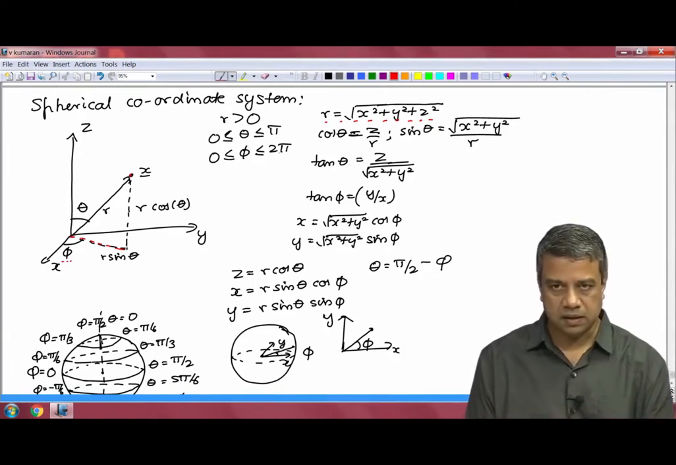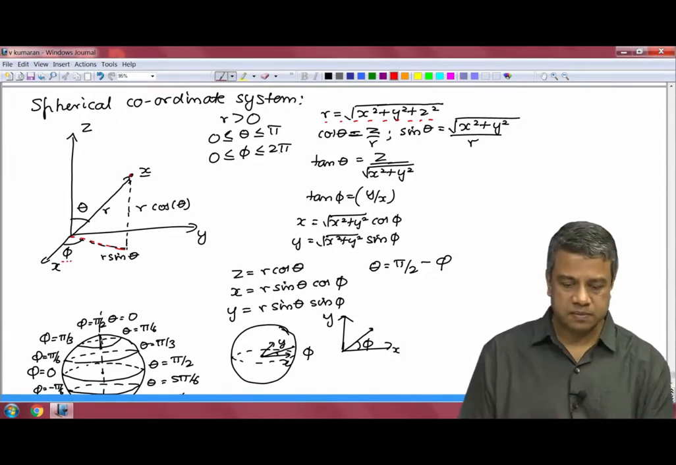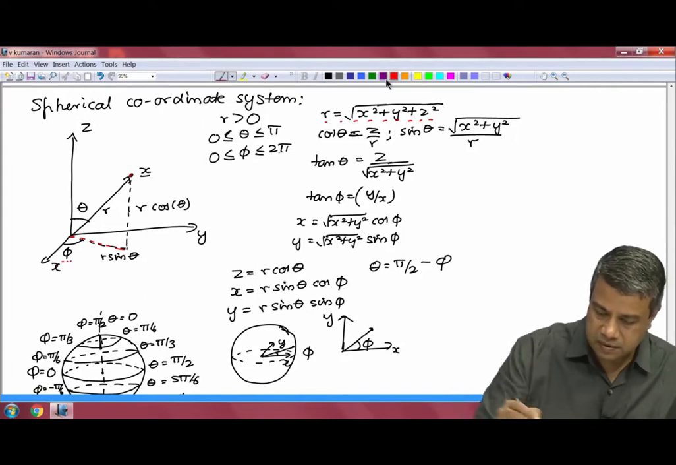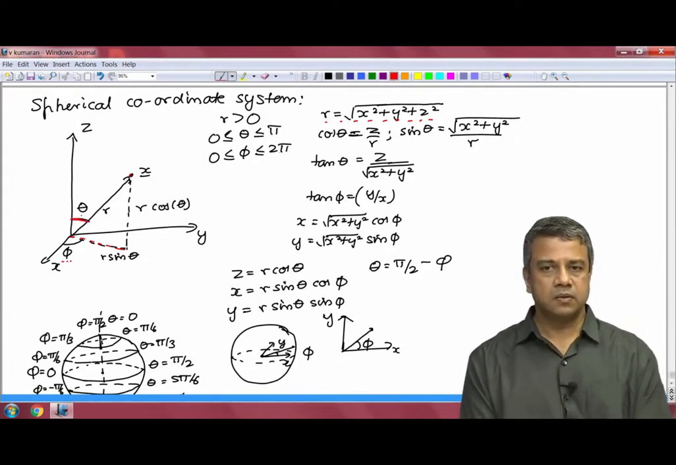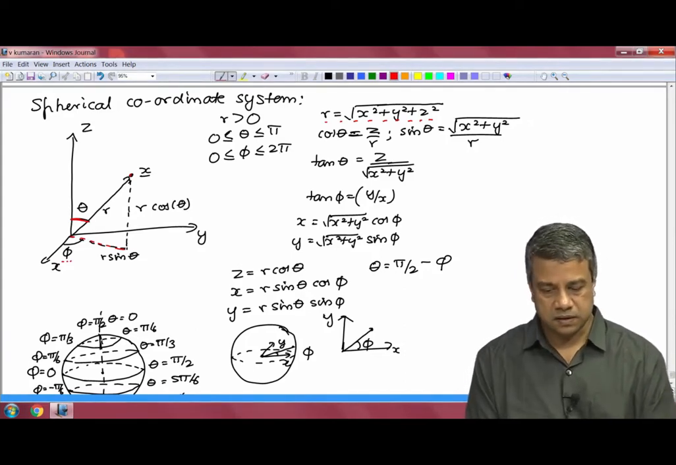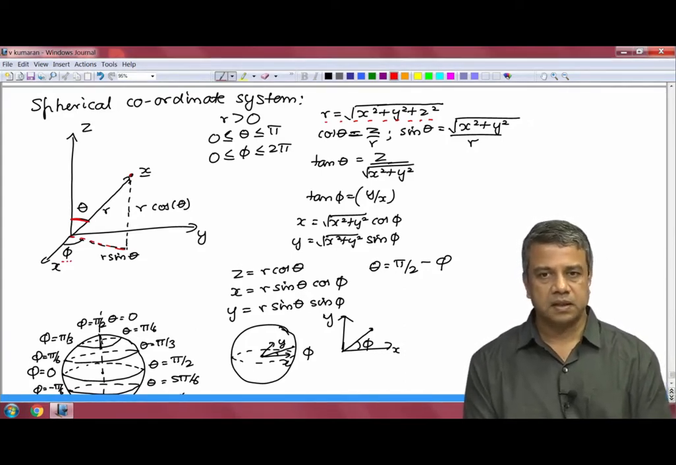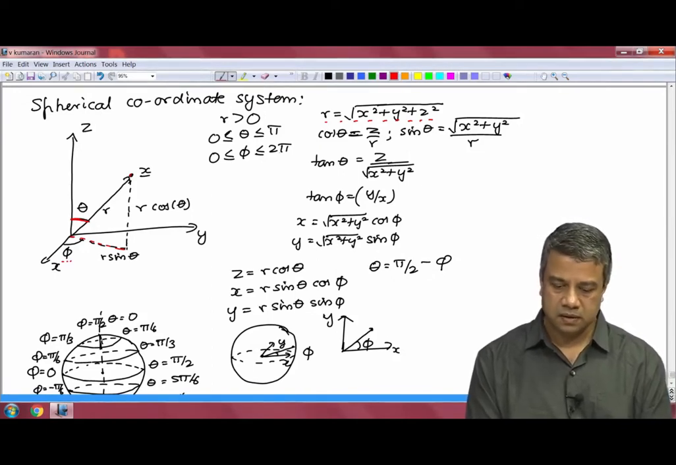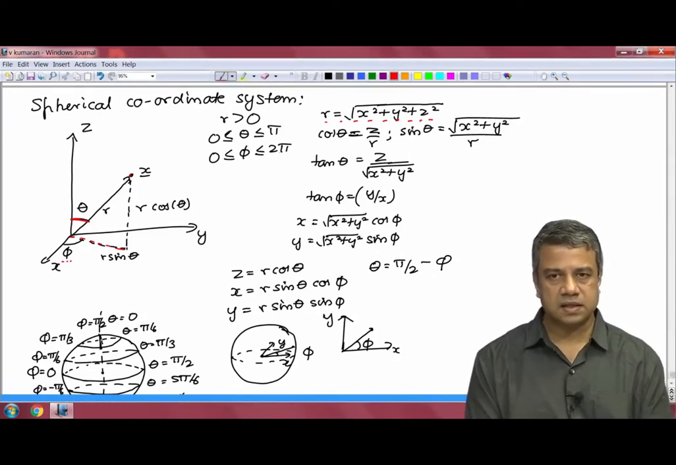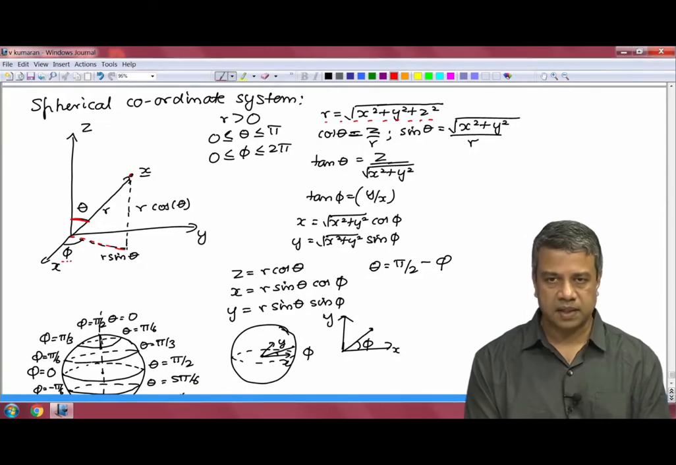The angle made by the displacement vector with respect to the z direction is called theta. On the plus z axis, theta is equal to 0. On the minus z axis, theta is equal to pi, and on the xy plane, theta is equal to pi by 2.